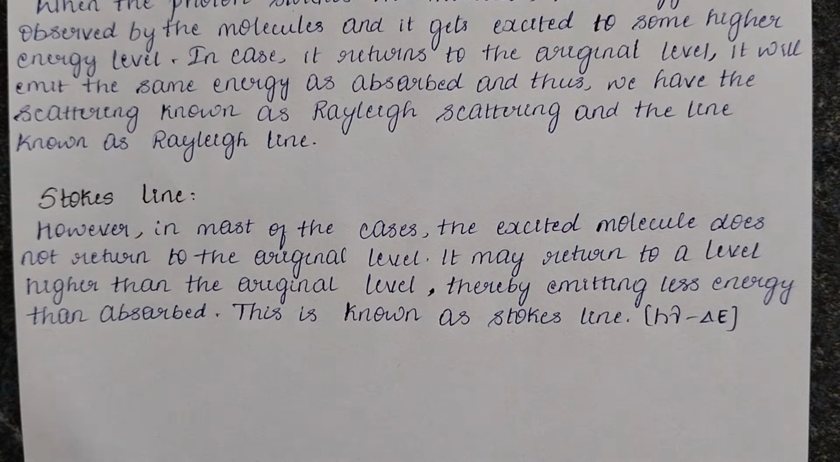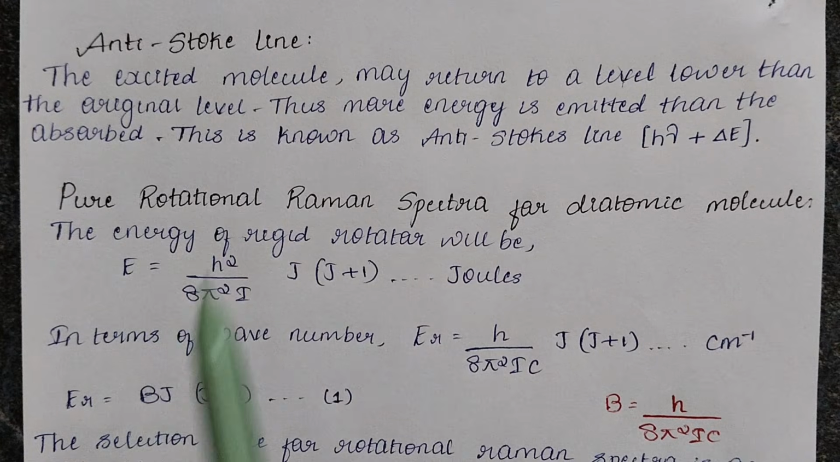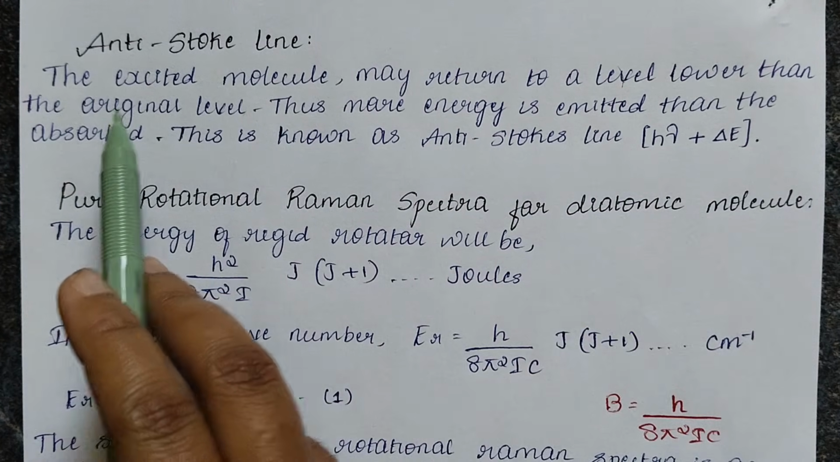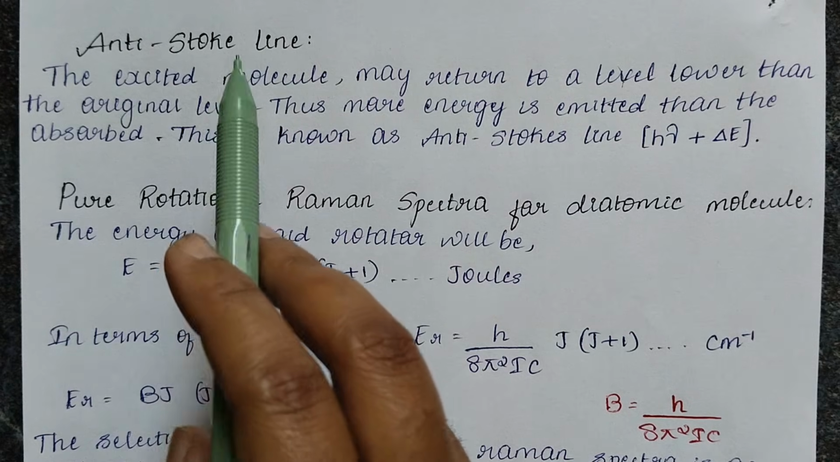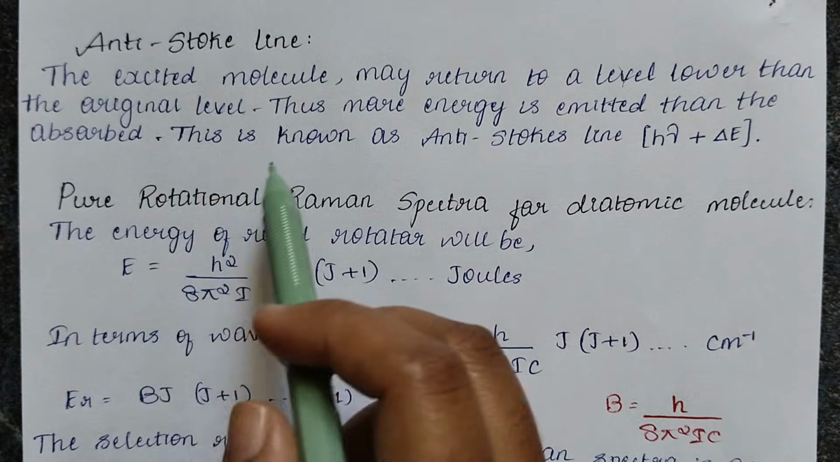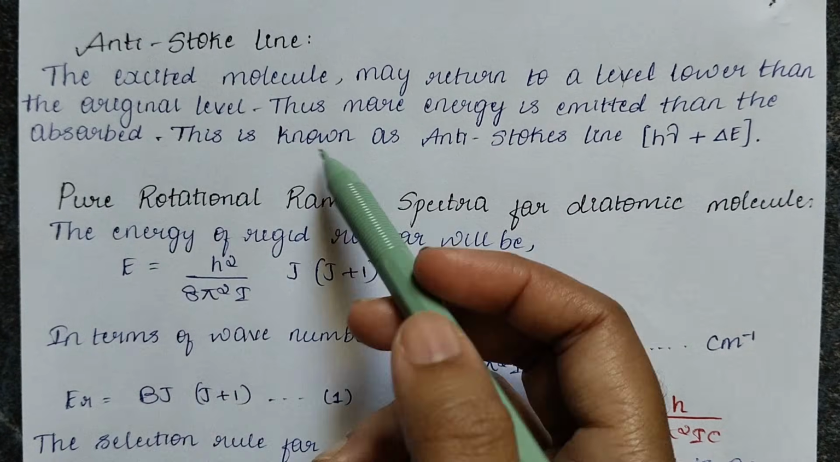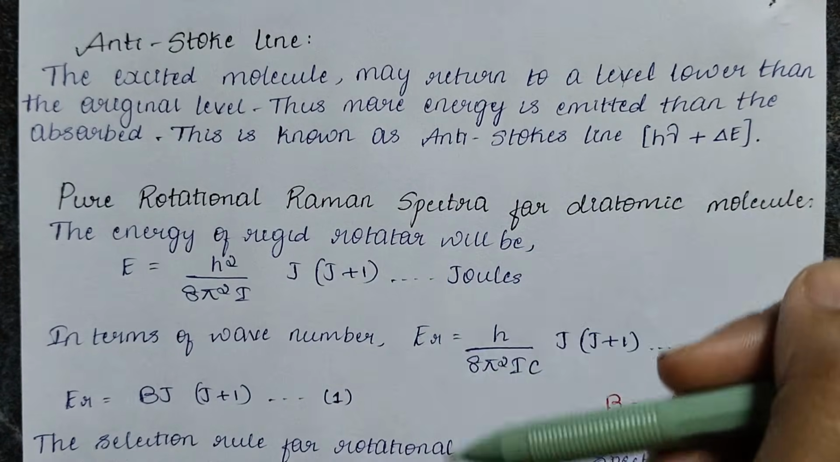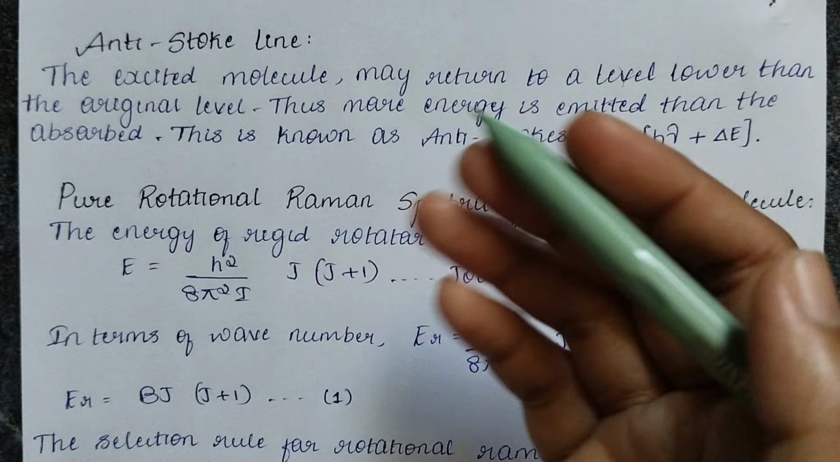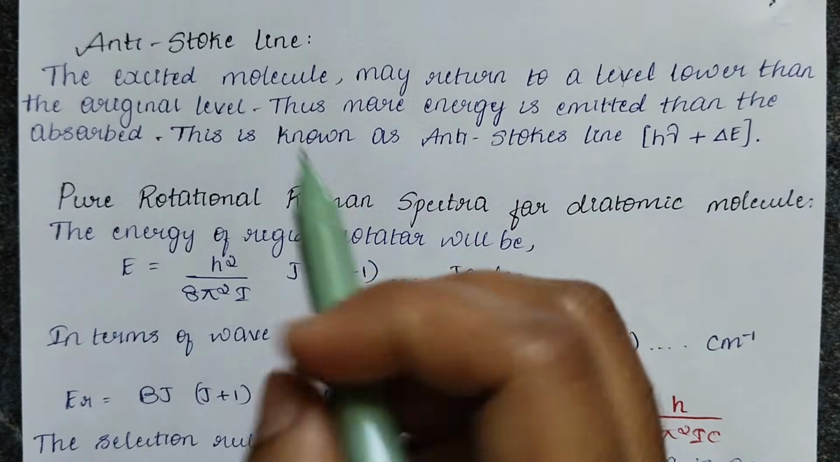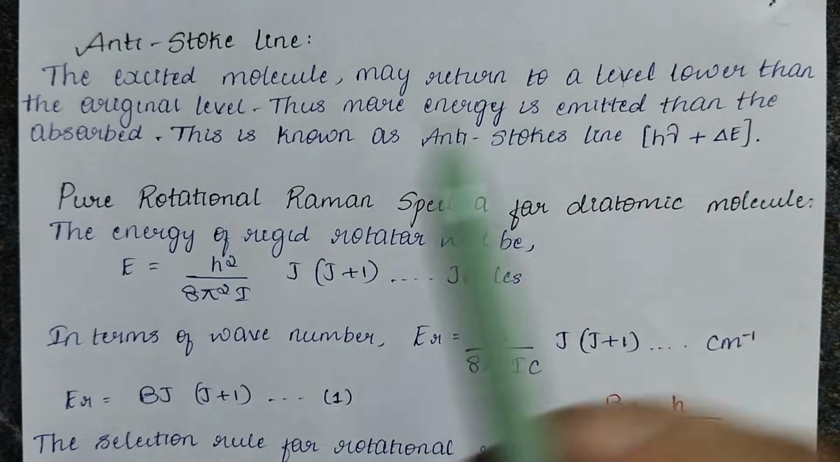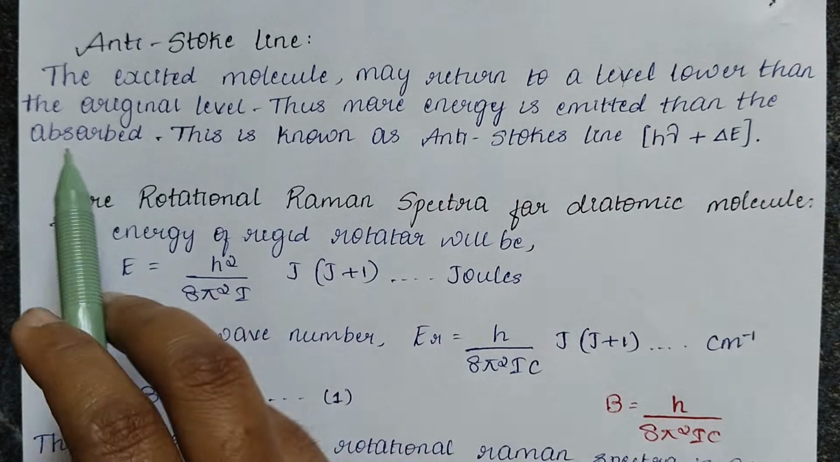If we see the definition of anti-Stokes line, the excited molecule may return to a level lower than that of this original level. That is, if the excitation is starting from n is equal to 1, but at the end of the excitation when degradation of a photon from its higher energy level to lower energy takes place, instead of landing into n is equal to 1, it will land at n is equal to 0, and thus more energy is emitted than the absorbed.